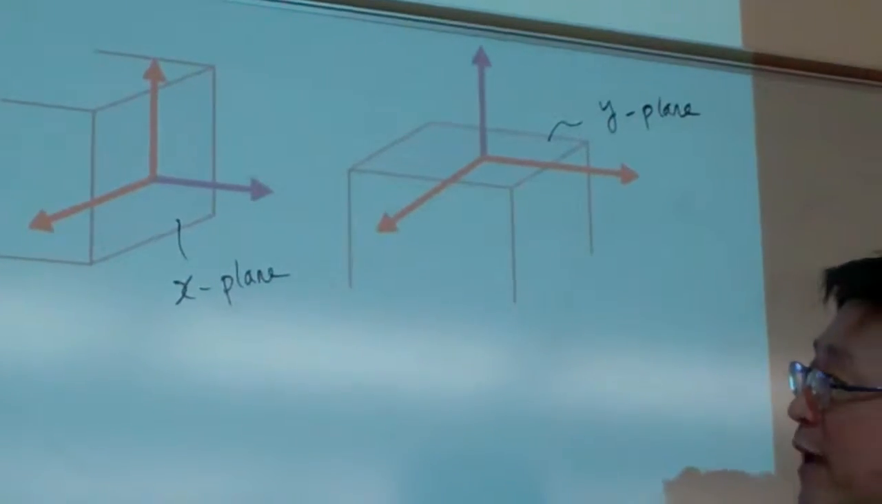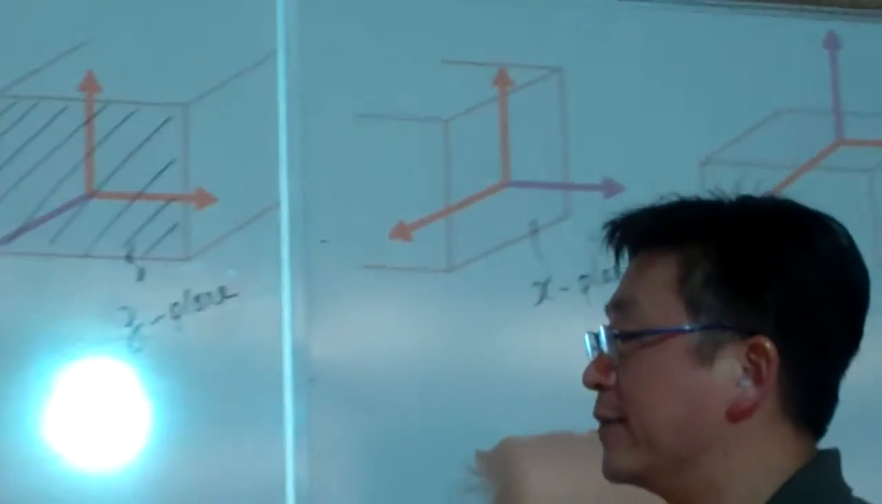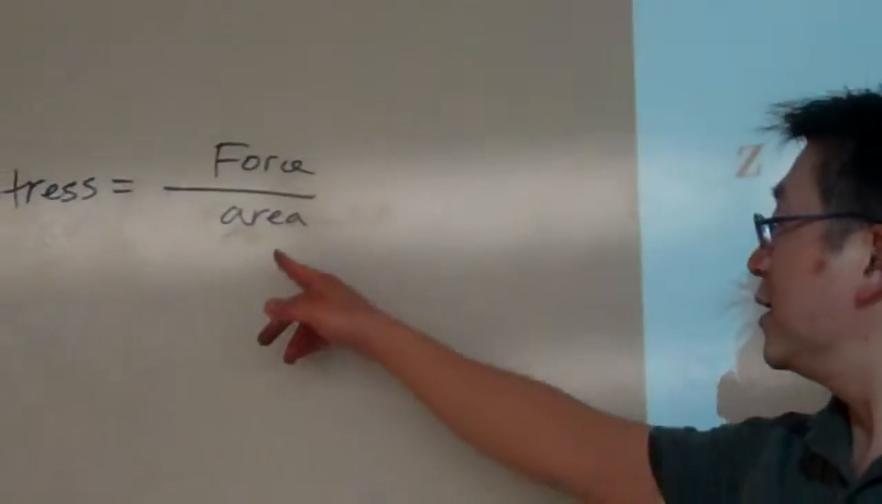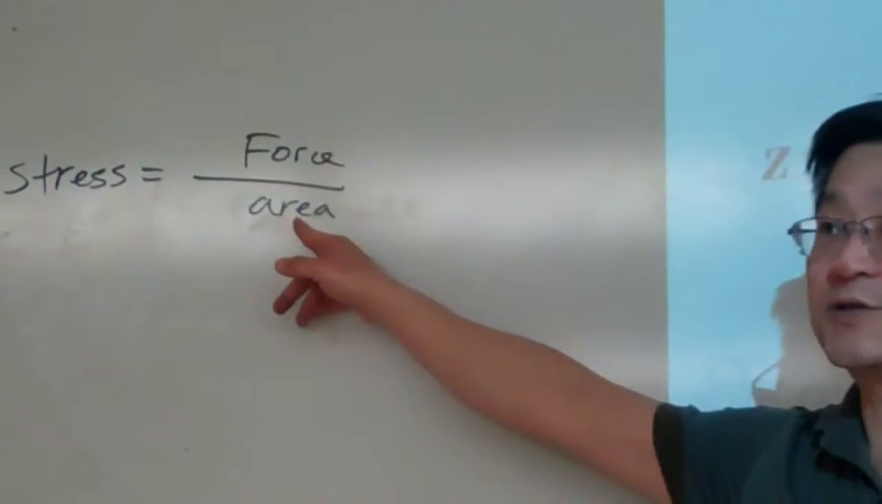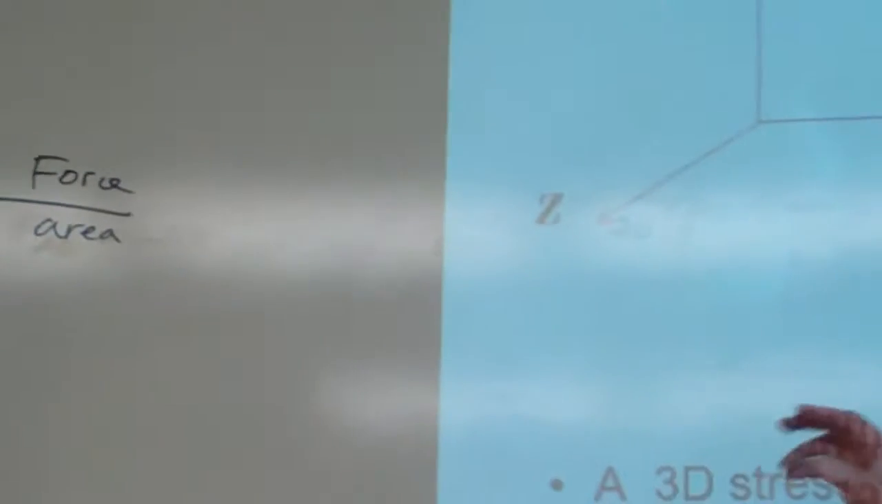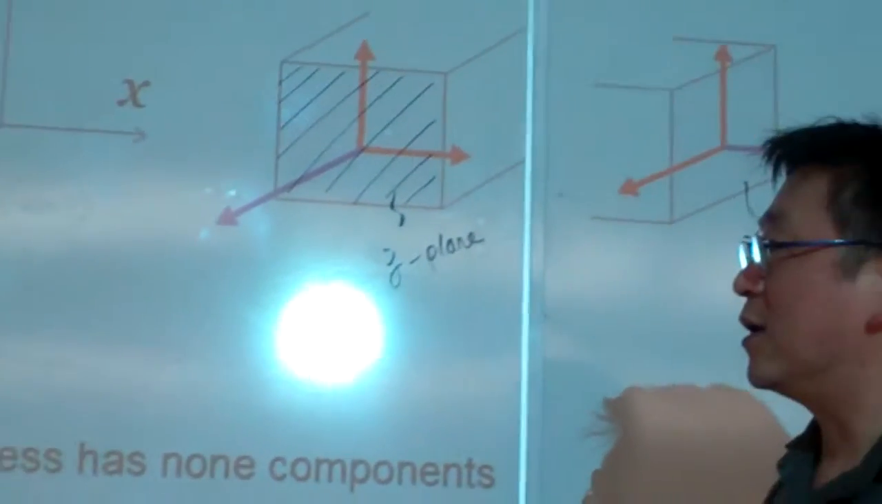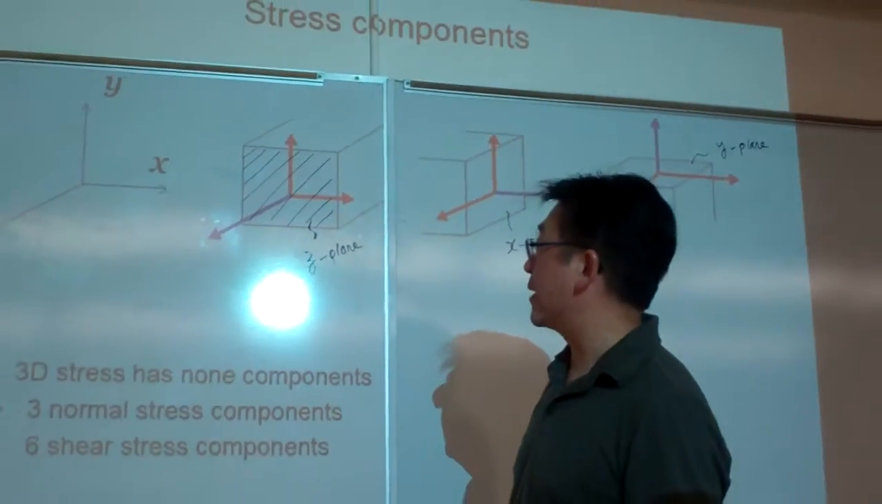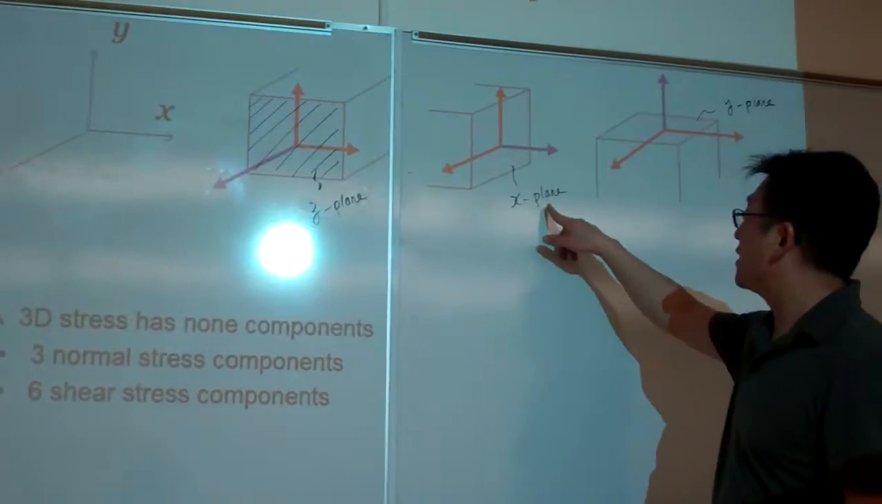And why do we want to identify the x, y, or z plane? Because each plane has a corresponding cross-sectional area. So we need to identify which orientation of the cross-sectional area we're talking about. Okay, so let's start with the x plane.